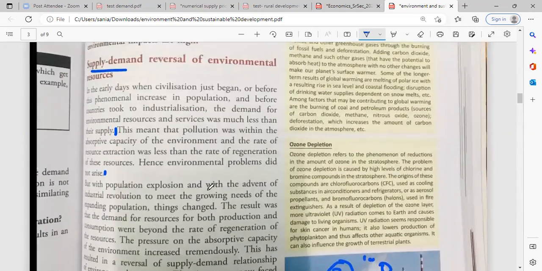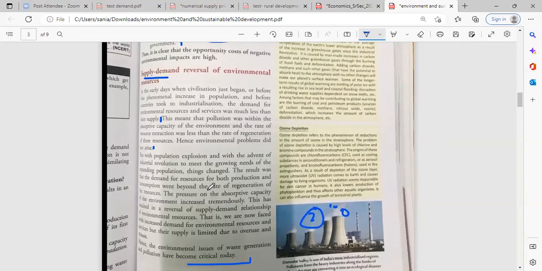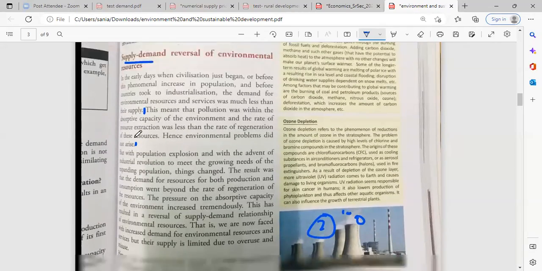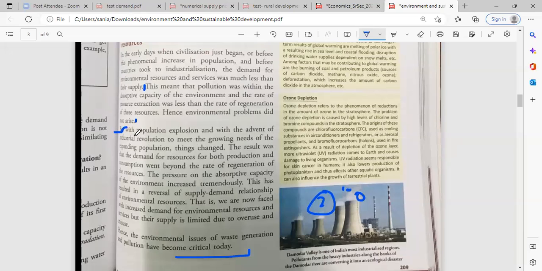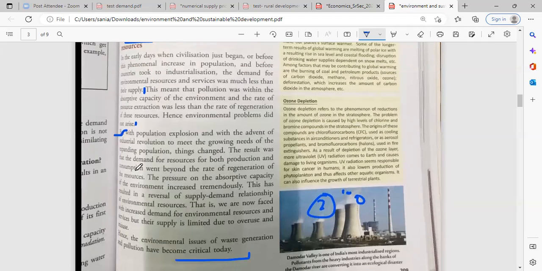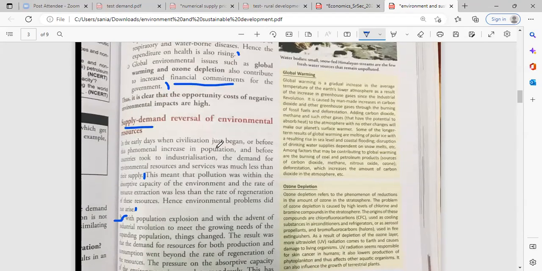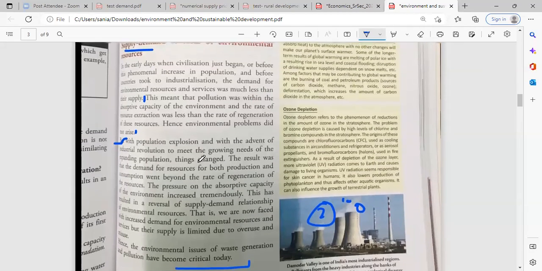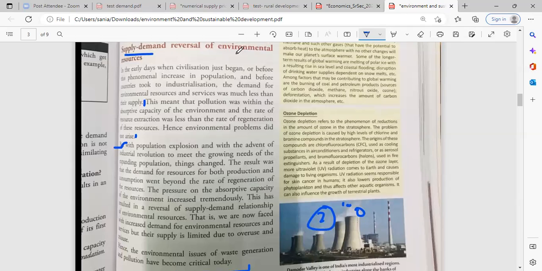So for today, what you are going to do, you will just write this, and after that I'll leave. Clear? Yes, ma'am. The whole thing? Okay, no need to write everything, just write from 'supply' here, with population explosion, till here. First of all you will give a heading, supply demand reversal of environment resources, and this is the problem basically. Because of this problem, supply demand reversal came. The second paragraph, everything. Yes, second paragraph.